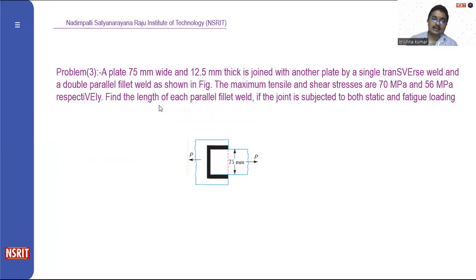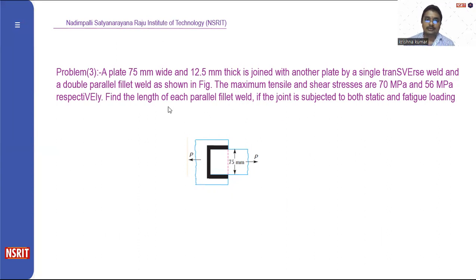Next, another problem with a plate 75 mm wide. A plate 75 mm wide and 12.5 mm thick is joined to another plate by a single transverse weld, keep that in mind, and a double parallel fillet weld, as shown in the figure. The maximum tensile and shear stresses are 70 megapascals and 56 megapascals respectively, tensile and shear stresses.